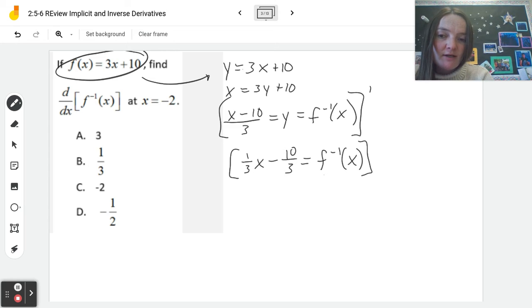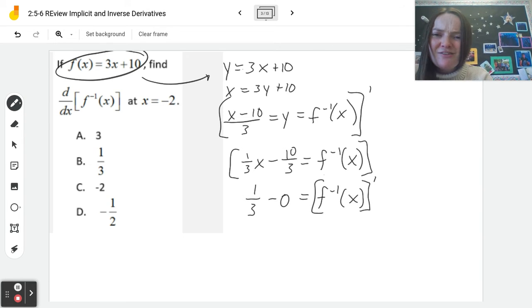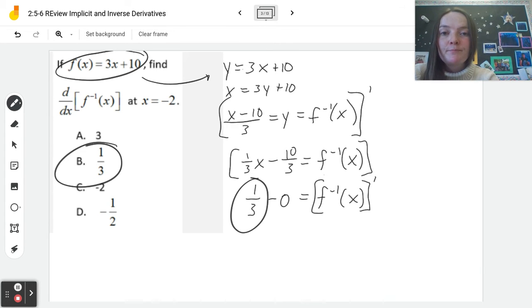So we take the derivative here. The derivative of 1/3 x is 1/3. Derivative of 10 over 3 is 0. And the derivative of f inverse of x, I'm just going to write as f inverse of x prime. And so we can see it doesn't even matter what we plug in at this point. The derivative of the inverse here is always going to be 1/3. And so the answer here is B.